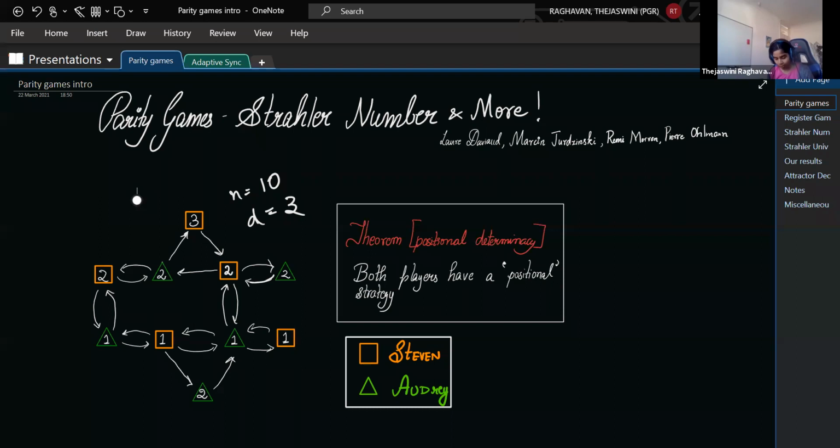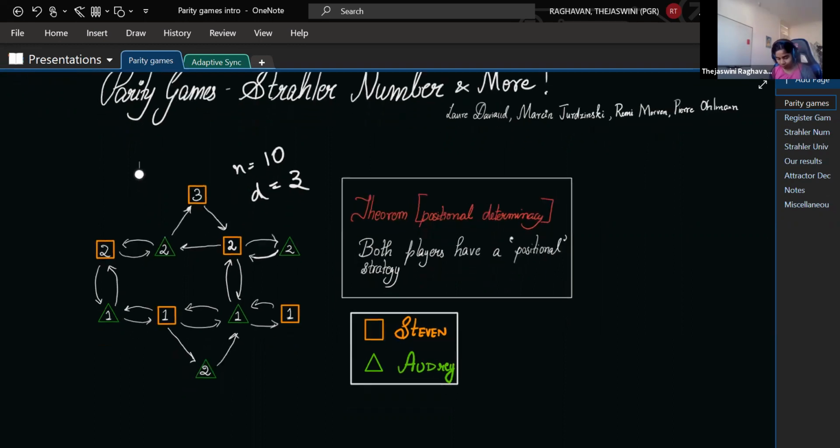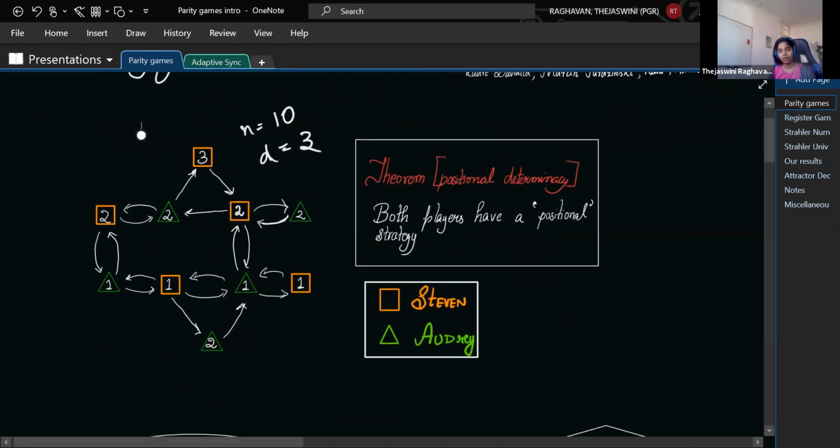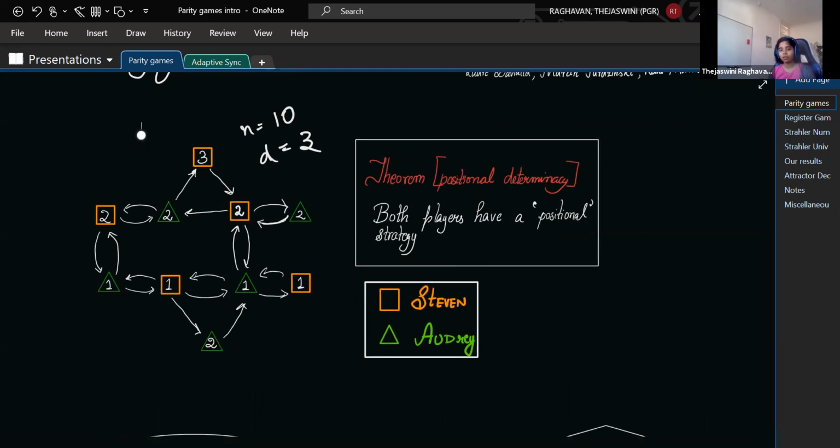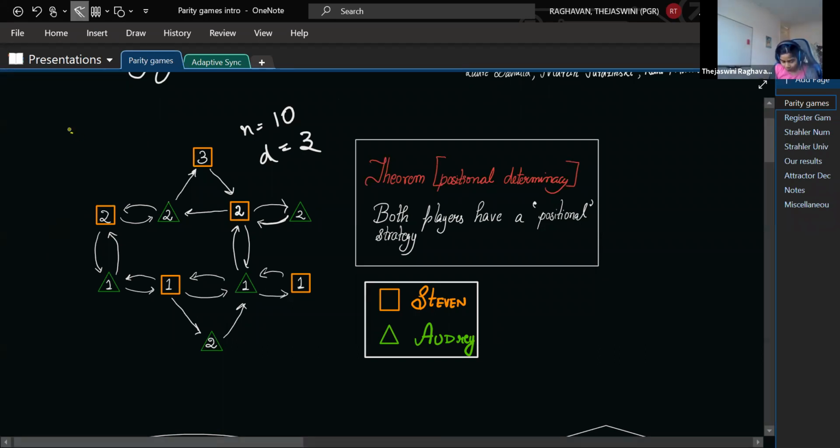So maybe before I start talking about Strahler number, it makes sense to define parity games and start slow from there. Parity games is a two-player game played on a directed graph where the vertices are partitioned between two players, whom I will call Steven for the even player and Audrey for the odd player. Other than this, these vertices have some priorities, which are natural numbers from 1 to some d, assigned to each of these vertices.